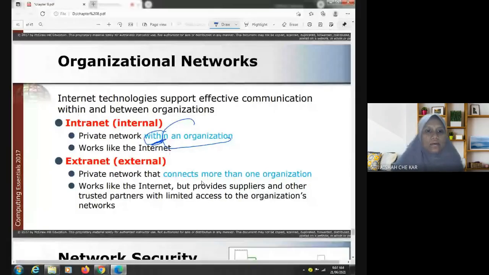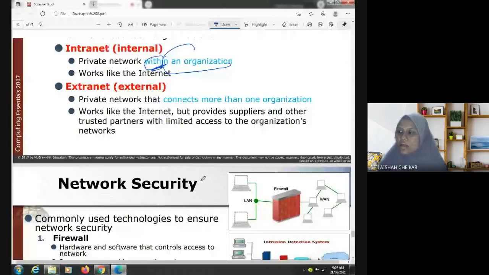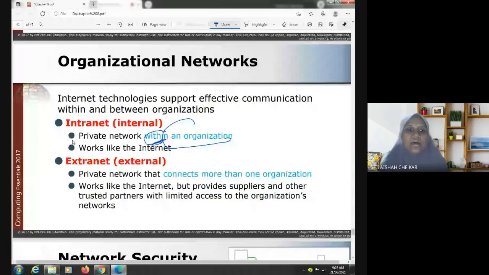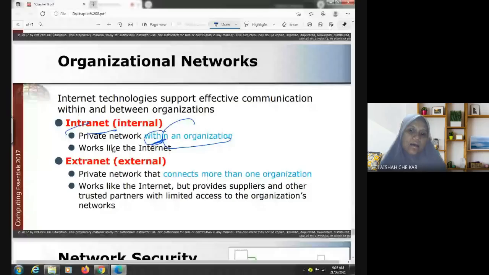Okay. Contohnya kalau saya nak access you punya result, want to access about the exam, apa-apa saya kena pakai intranet. Saya kalau nak access daripada luar tak boleh. Saya kena pakai UITM server. Okay, itu panggil dia intranet. Kalau extranet dia open lah. So we can access other organization network.